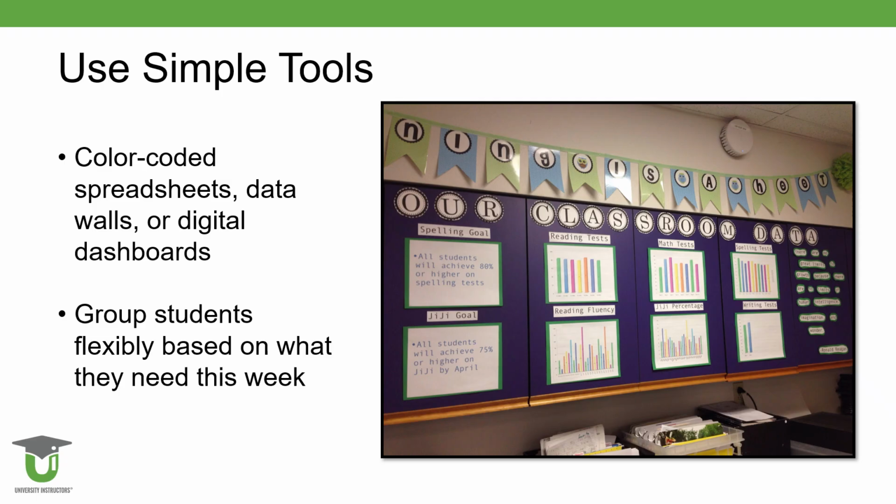Targeting student needs doesn't have to be complicated. Simple tools can make data actionable and manageable. For example, a basic spreadsheet can track which skills each student has mastered and which needs support. Sticky notes, color-coded charts, data walls, or checklists can also help you quickly visualize patterns and group students based on their needs. Even a simple table of upcoming lessons and corresponding prerequisite skills can guide just-in-time support.